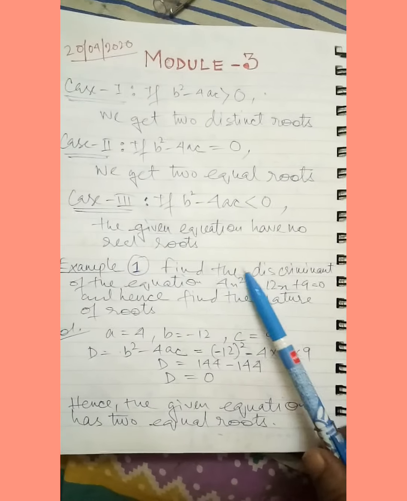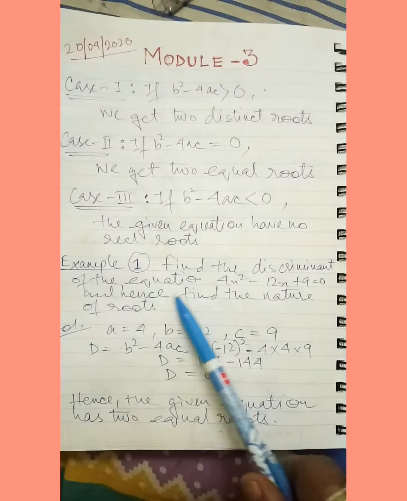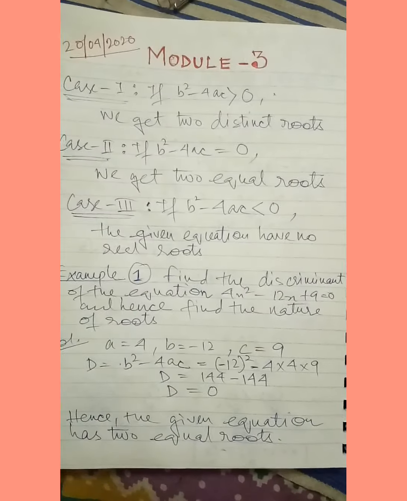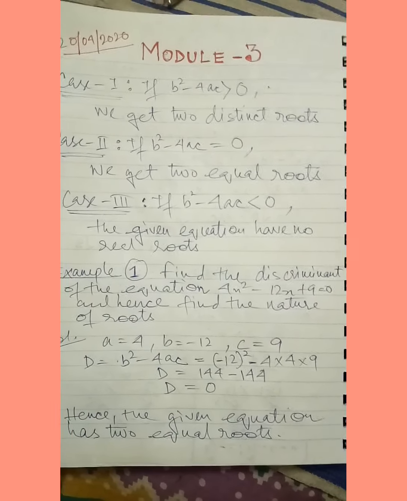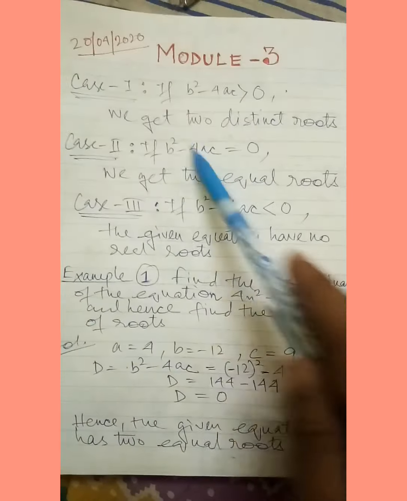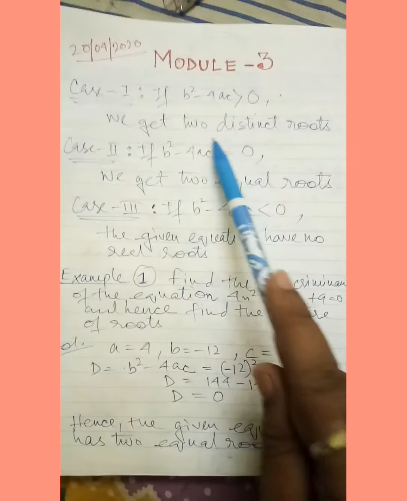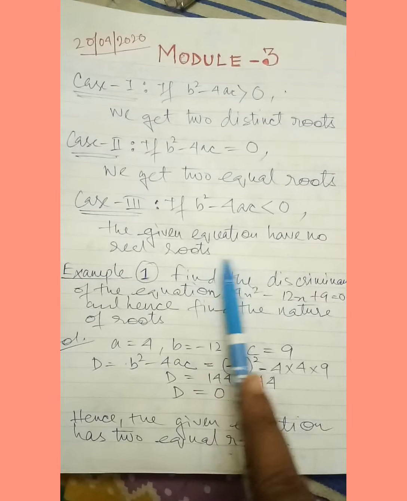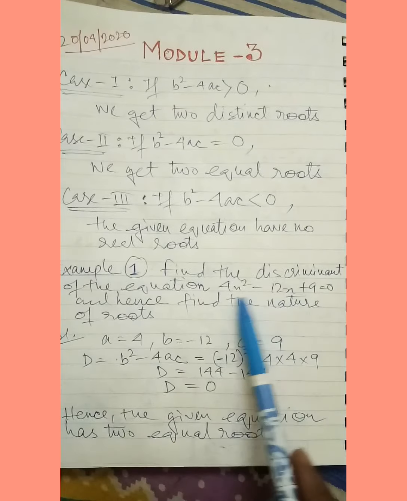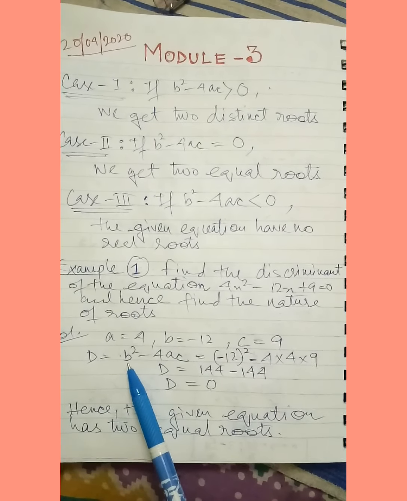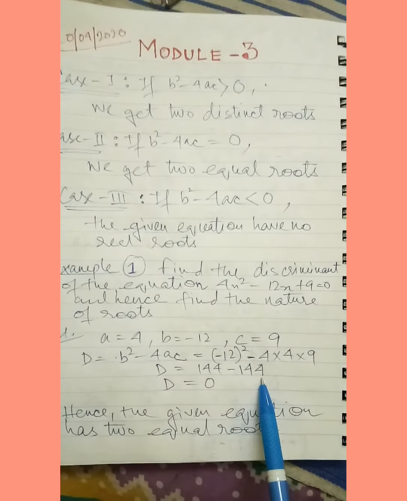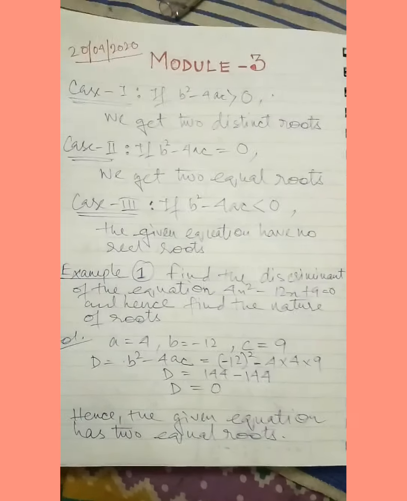I have given: find the discriminant of the equation 4x square minus 12x plus 9 equals 0, and hence find the nature of roots. Nature of roots means how many natures of roots can we get? Three: two distinct roots, two equal roots, and no real roots. Now put the values of a, b and c from this equation. The discriminant formula you know: D equals b square minus 4ac. I put the values, and 144 minus 144, the D value is coming 0.